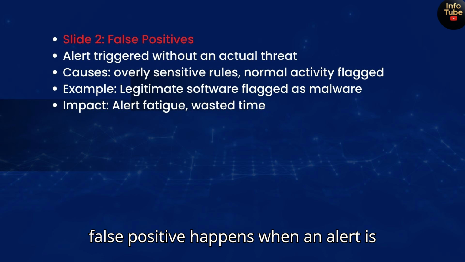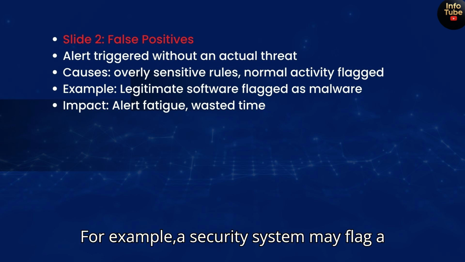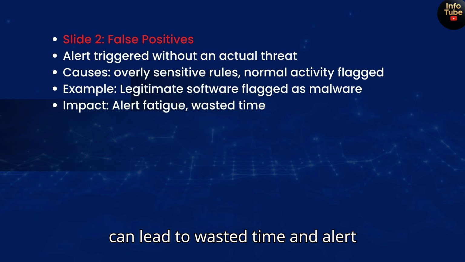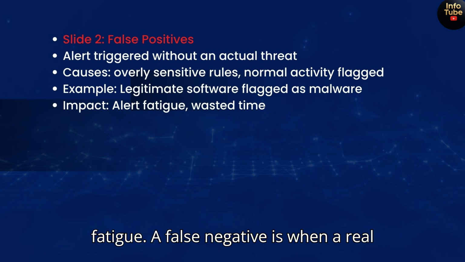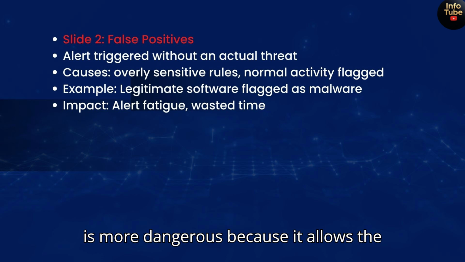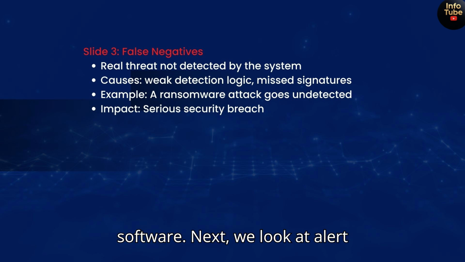A false positive happens when an alert is triggered, but there is no real threat. For example, a security system may flag a normal software update as malware. This can lead to wasted time and alert fatigue. A false negative is when a real threat occurs but goes undetected. This is more dangerous because it allows the threat to operate unnoticed, like ransomware slipping past antivirus software.